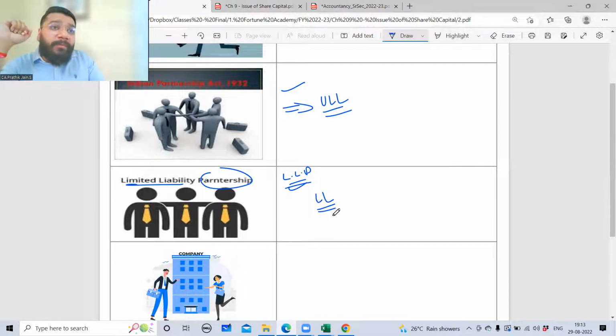How much capital is required? 1,000 crores is required. Is it possible to be contributed by 50 people? In that case, you might need 100 people. You might need 500 people. It can go in any numbers. So now there are certain businesses where 50 owners are not sufficient. You need more than 50 owners.